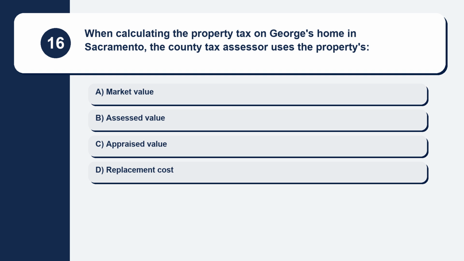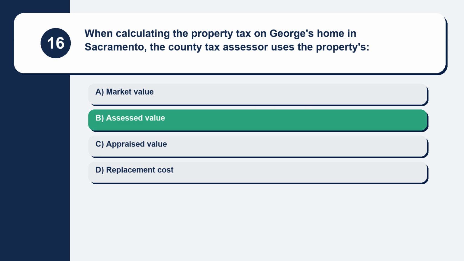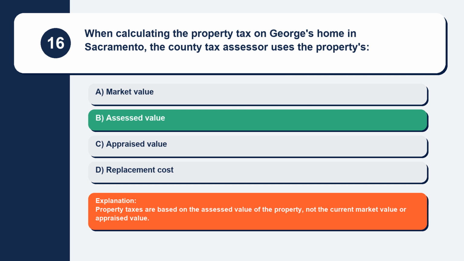Question 16. When calculating the property tax on George's home in Sacramento, the county tax assessor uses the property's. Here are your options. Option A, market value. Option B, assessed value. Option C, appraised value. Option D, replacement cost. The correct answer is option B, assessed value. Explanation: property taxes are based on the assessed value of the property, not the current market value or appraised value.